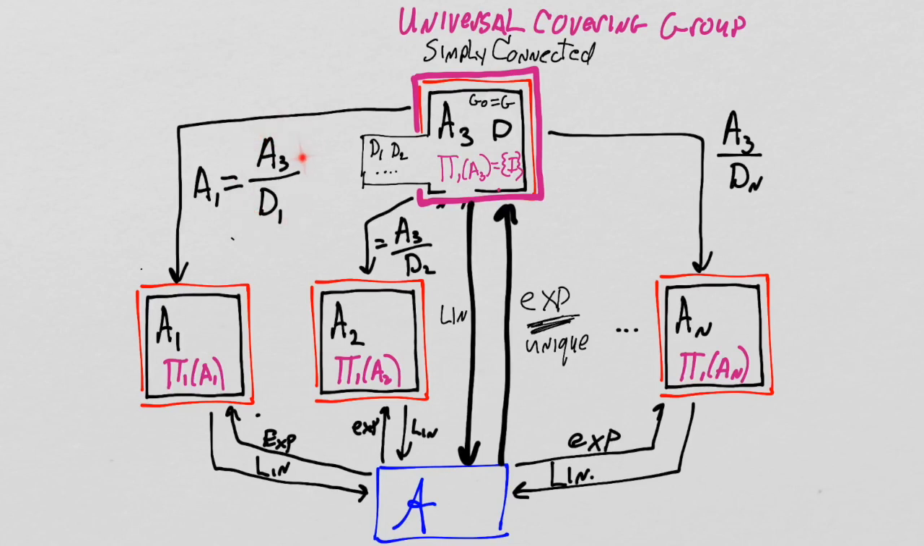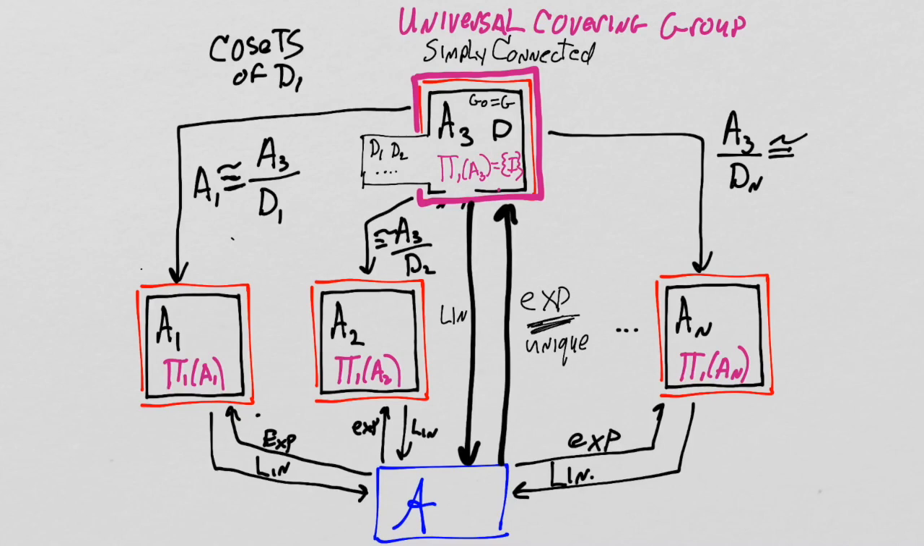So this process here means A1 is a Lie group that is isomorphic. I guess I should say that this is isomorphic, right? It's isomorphic. I guess that's true for all of these, right? It's isomorphic to the factor group A3 by D1. And the factor group A3 by D1 is the set of all cosets, right? Remember how that worked. It's the set of all cosets of the discrete invariant subgroup.